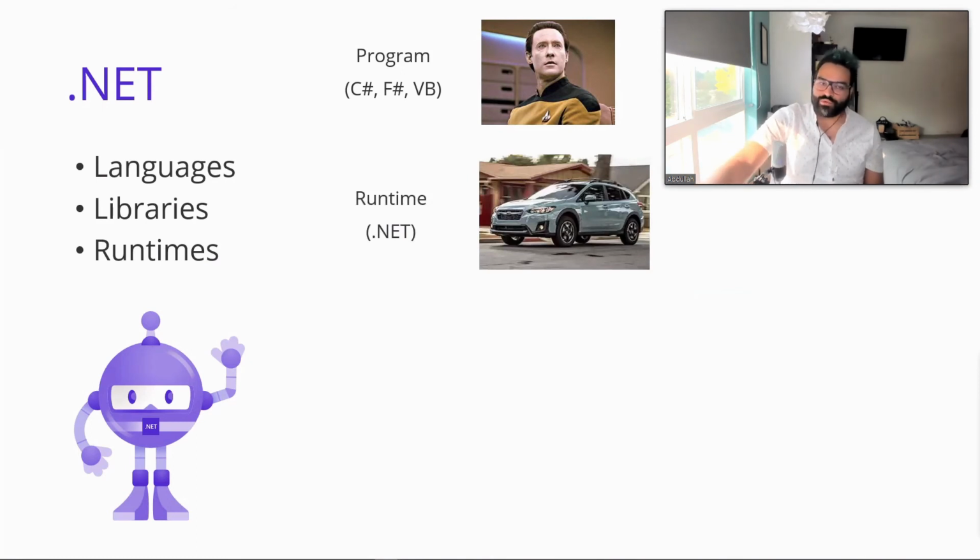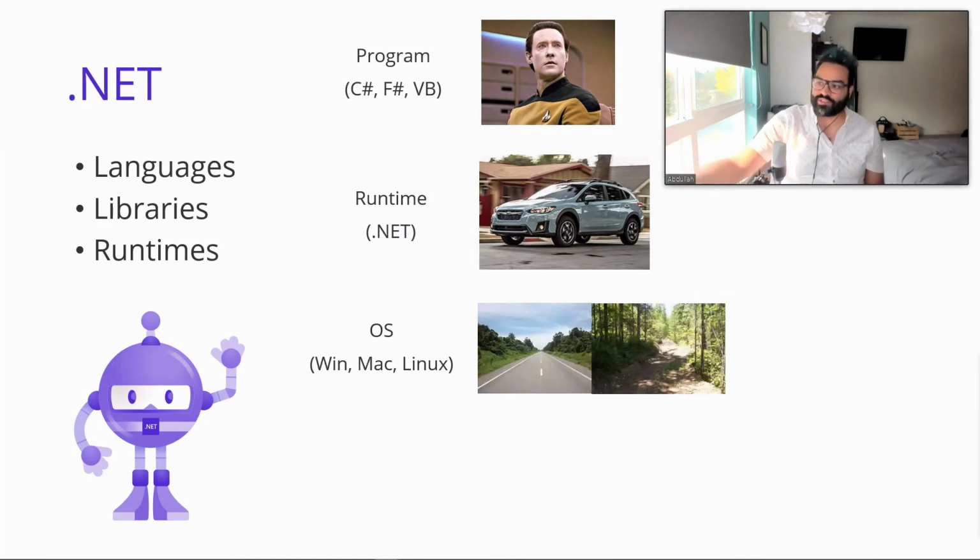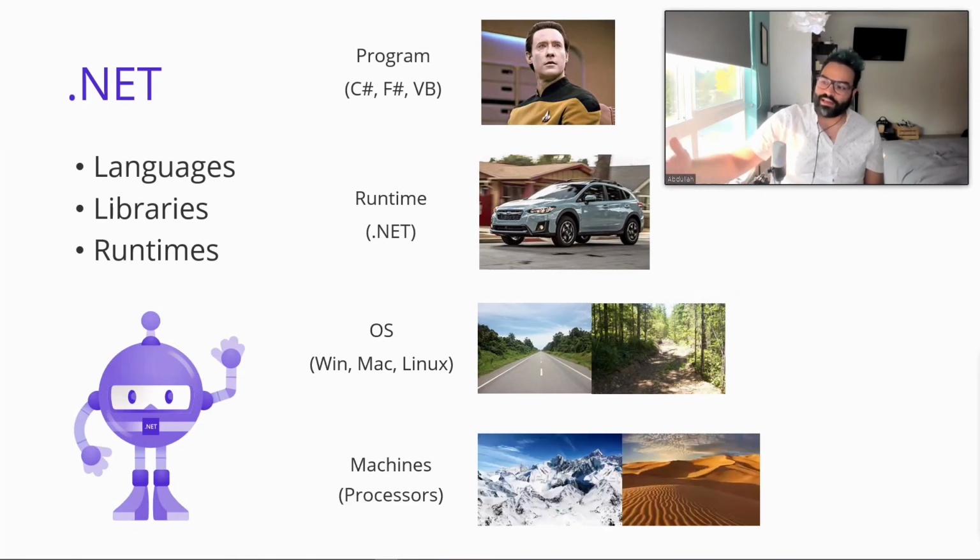But data needs to ride a car if it needs to traverse or ride on different roads. And so that data can traverse different terrains, right? So we can think of machines like different terrains, deserts or mountains, and operating systems as roads. And then a runtime, you can think about it as a Subaru Crosstrek. You can take it on a street, but you can also take it off-road. And that's the power of the .NET runtimes.